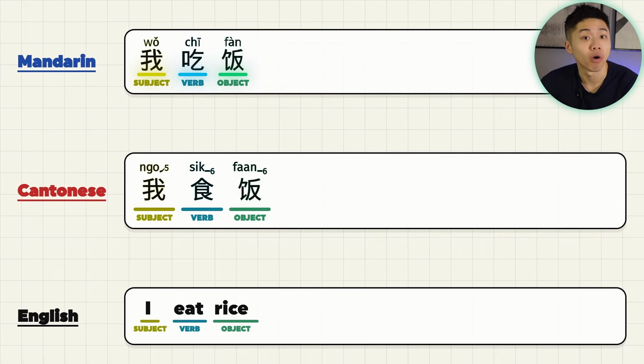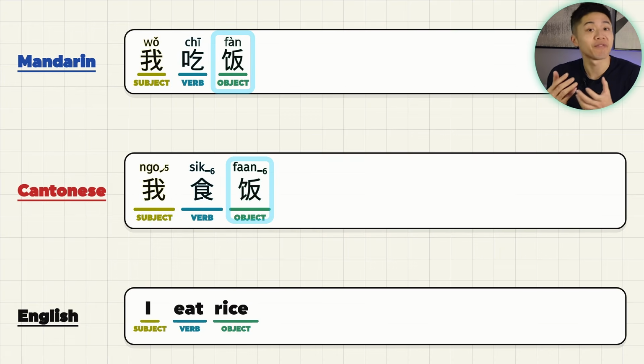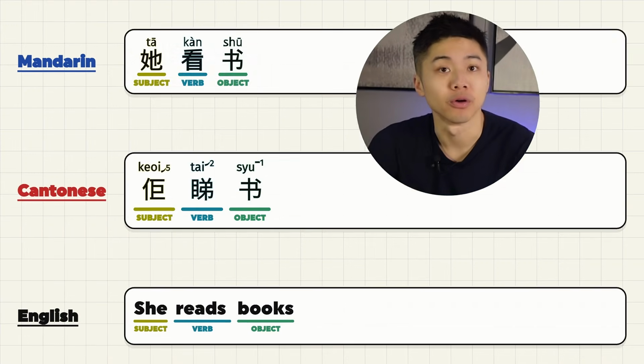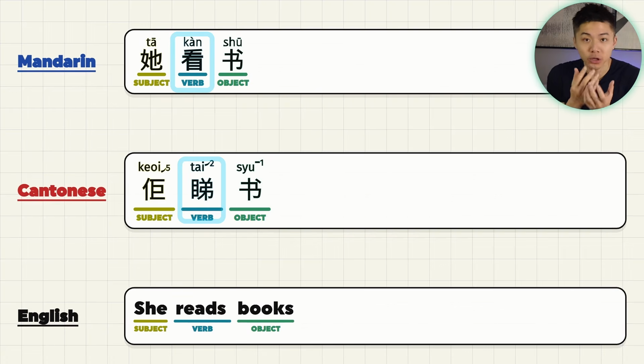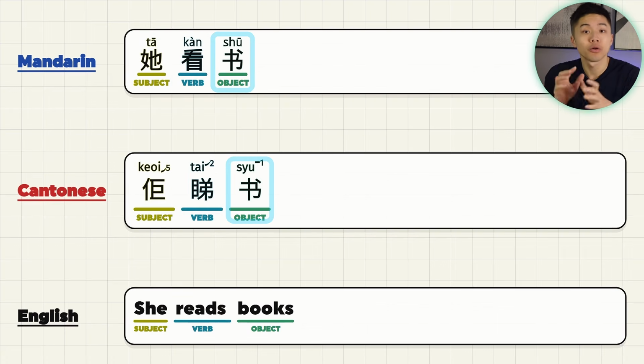In Mandarin, 我吃饭, I eat rice. In Cantonese, 我食飯, I eat rice. 我 is I, 食 is eat, and then 飯 is rice. We got doer, action, thing, same order. Another example, 他看書, 佢睇書. 佢, 他, she, 看, 睇, looks, and then 書, read a book. Exactly the same in both Cantonese and Mandarin.